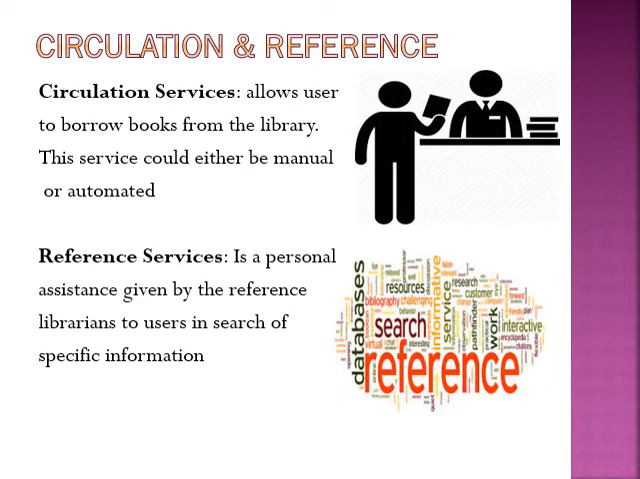Now, let's first look at the circulation and reference. Circulation services allow users to borrow books from the library. Of course, each library has its own rules guiding this circulation service. Some will require you to register, and then the number of books you are allowed to borrow at a time, and the duration that you can keep the book with you, and then the penalties in case of defaulting and what have you. So you can now see there is a client there trying to borrow a book from the circulation services.